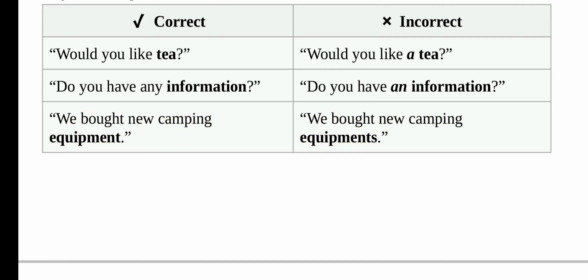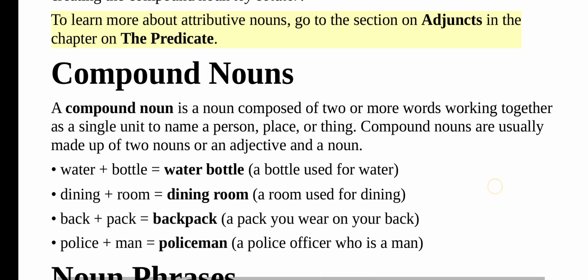Attributive nouns, noun adjuncts. Attributive nouns, also called noun adjuncts, are nouns that are used to modify other nouns. The resulting phrase is called a compound noun. For example, the boy played with his toy soldier. In this sentence, toy is the noun adjunct and it modifies the word soldier, creating the compound noun toy soldier. To learn more about attributive nouns, go to the section on adjuncts in the chapter on the predicate.